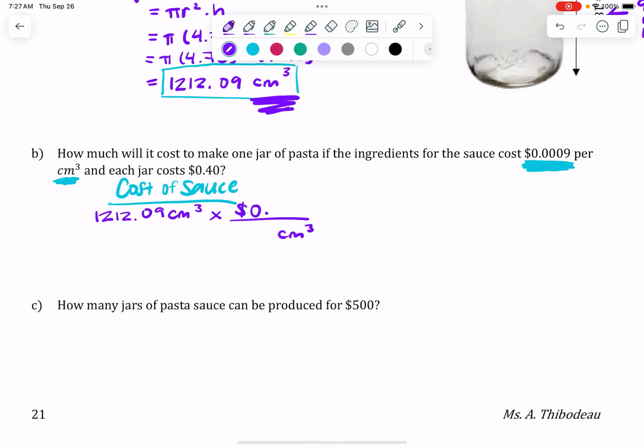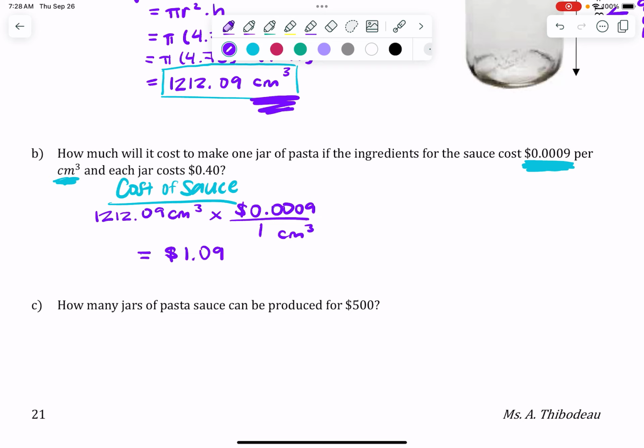I have 0.0009 for every cubic centimeter, or for every 1 cubic centimeter. And notice this gives me a cost in dollars. So when I do this, dollars is only measured with 2 decimal places, so I want to make sure I'm rounding to 2 decimal places here. When I do that, I should get $1.09.